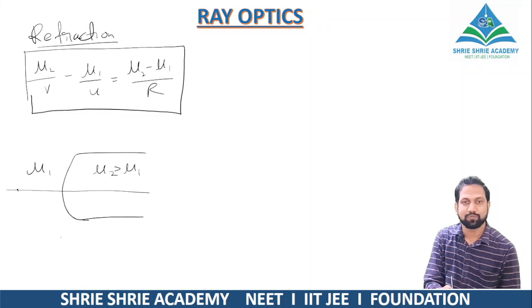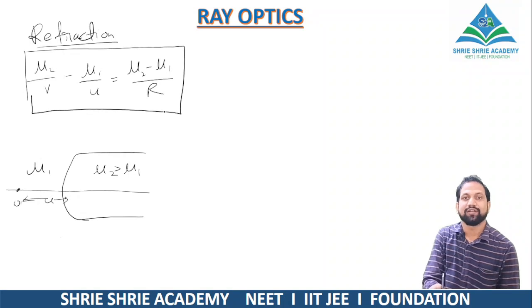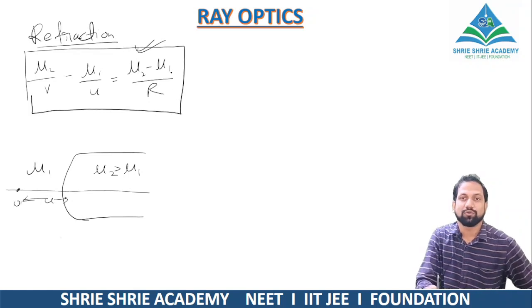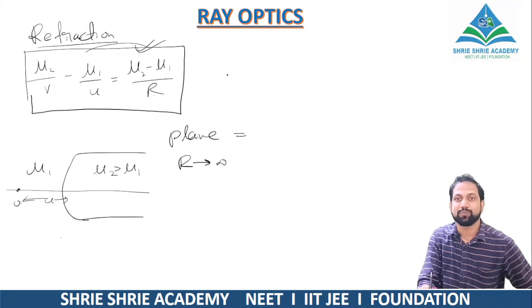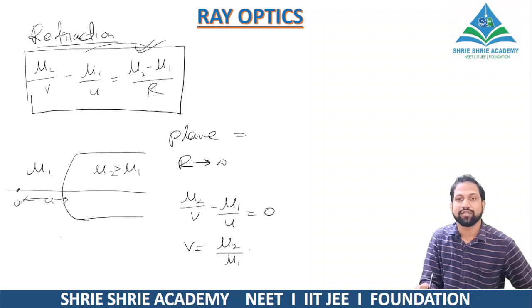But if you place the object over here, the object distance is u, right? And for this case, this formula you can use. And you can ask me a doubt, how can we use this formula for plane interfaces? Remember, for plane interface, radius of curvature is infinity. I told you already. So something by infinity will become 0. The right hand side of the entire equation will become 0. So mu2 by v minus mu1 by u equals 0, or v equals mu2 by mu1 times u.